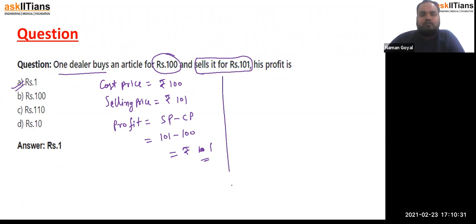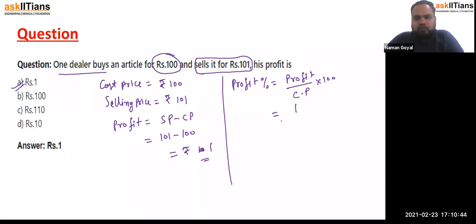If I'm asking for the profit percent for this particular question, the profit percent formula is profit upon CP into 100. So profit is 1 upon CP, which is 100, into 100. So he makes 1% profit. Are you getting my point?